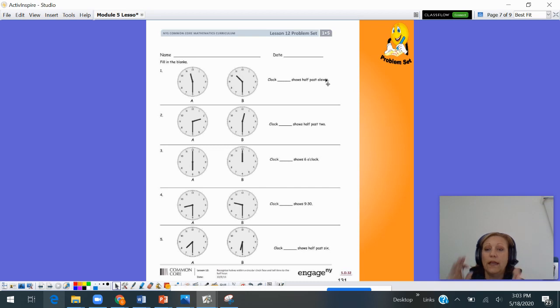So 11 and 12. So if you're looking, they're trying to trick you here. You can see here, there's the long hand at the 6. And this goes in between the 11 and 12, which is halfway. So this is our answer, what is going to be A.